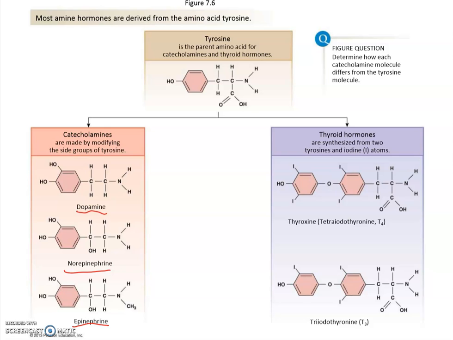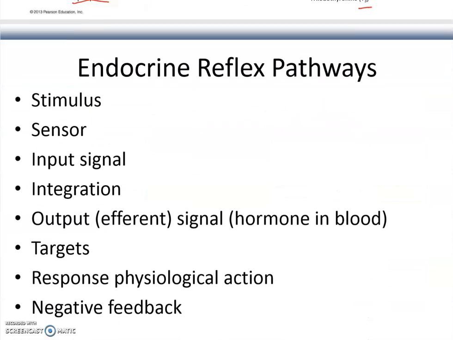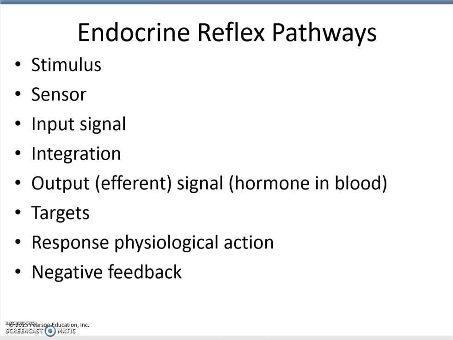But anyway, so here this would be tetraiodothyronine. So we have 4 iodines, 1, 2, 3, 4. So 4 iodines, and this is triiodothyronine, T3. So we have 3 iodines, 1, 2, 3, right here. And again, those are your 2 thyroid hormones. And if you remember from the lab, what we make mostly is T4, and then what's biologically active would be the T3 mostly. Okay, now we're going to take a quick look at endocrine reflex pathways.